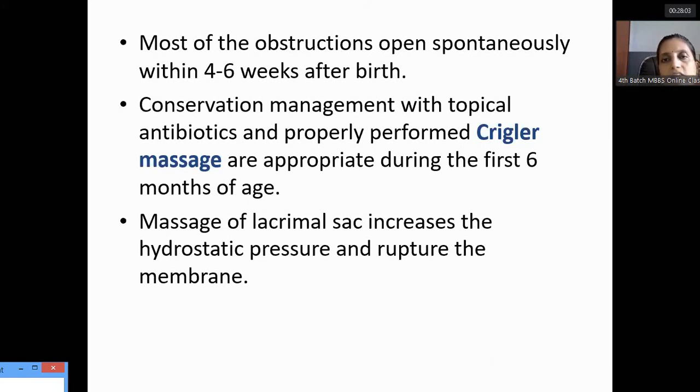With the help of the little finger, we advise the parents to massage from the area of the lacrimal sac down to the ala of the nose. So with some pressure, it will create some hydrostatic pressure and rupture the membrane, so that the area is open for the free flow of the aqueous. The massage of the lacrimal sac increases the hydrostatic pressure and ruptures the membrane.